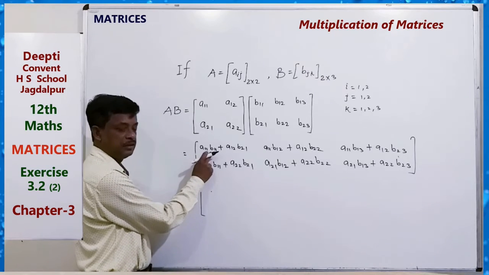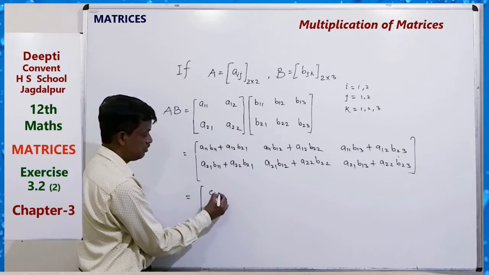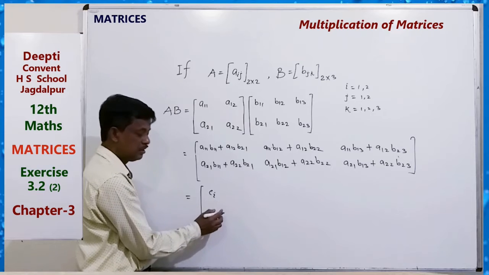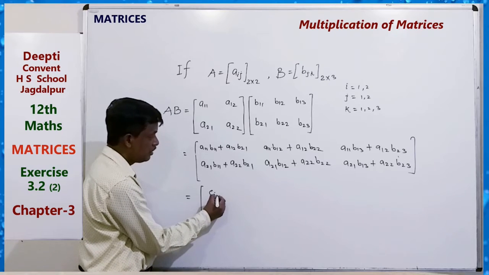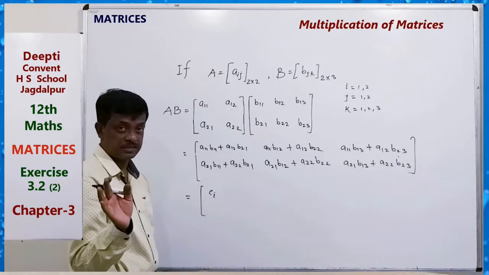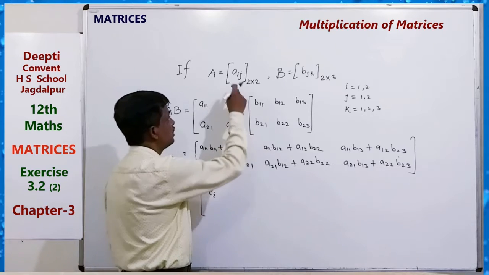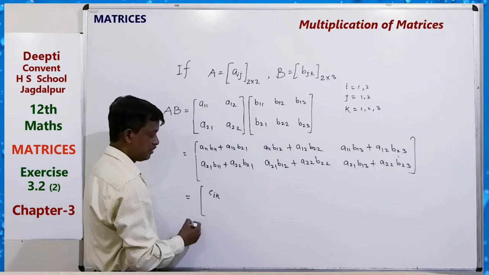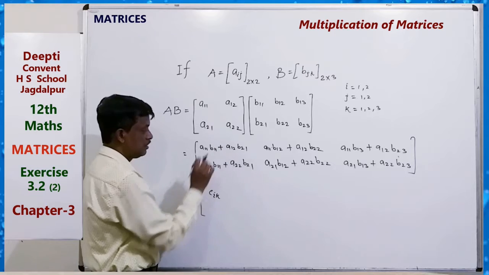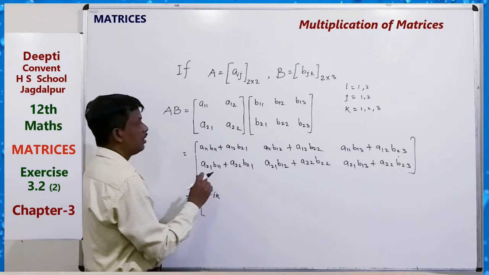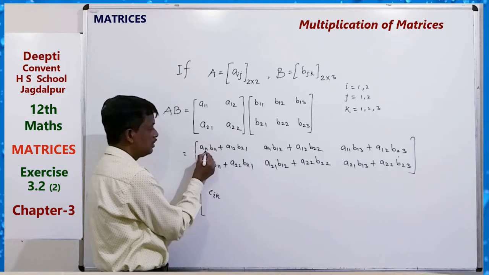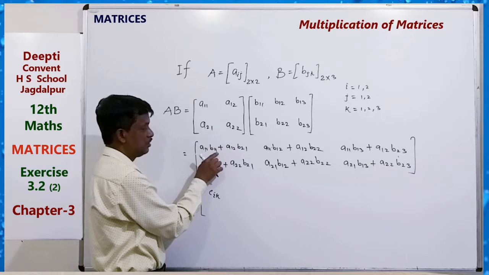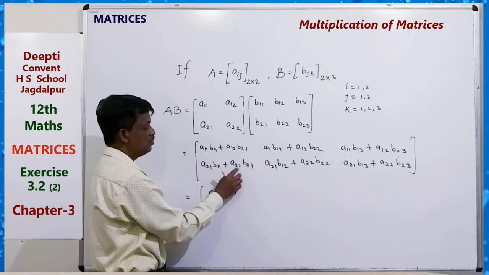This element Cij. If we denote Cij, not Cij, it is Cik, because after the product we just get i and k. So Cik, that is first and second. Here first part, here second part. 1 1, here 2 1 2 1.